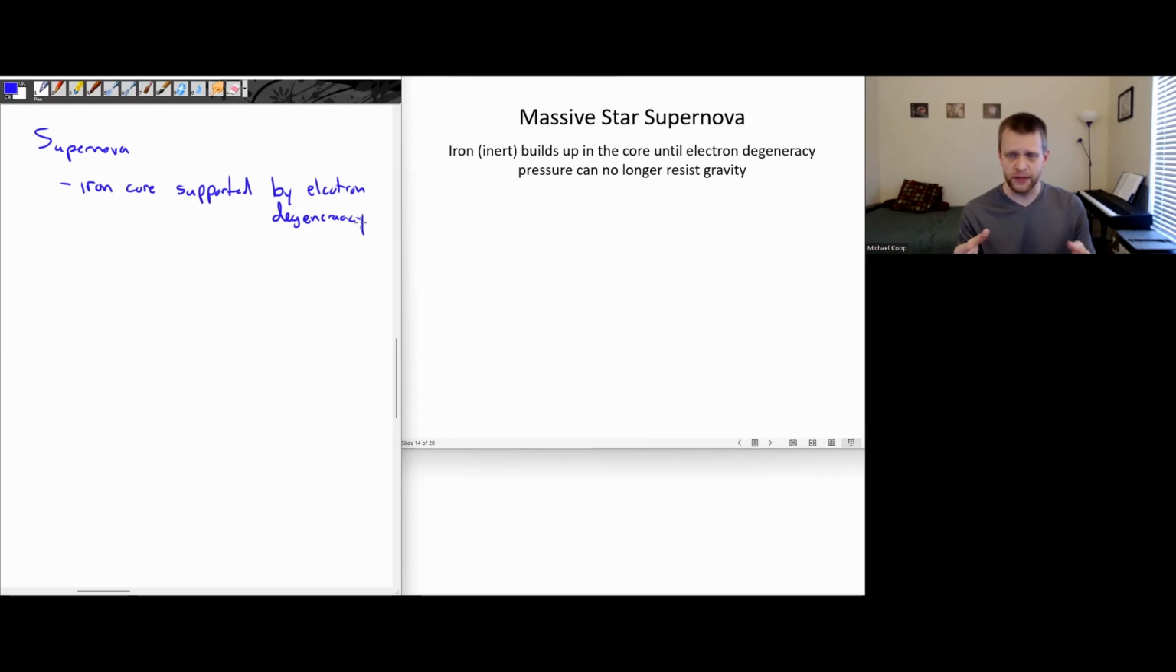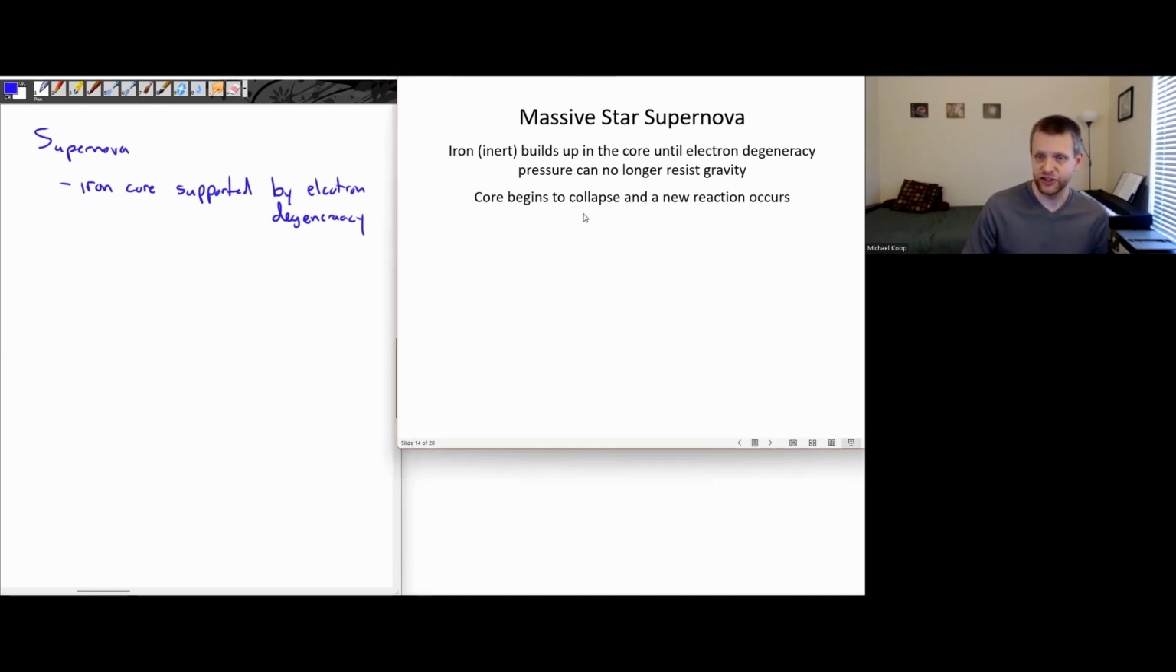We've talked about this a couple of times already. It's that property where electrons don't like being in the same quantum state. And this material is so compact and so dense that those electrons, since they don't want to be in the same quantum state, actually provide some pressure. And this will eventually fail. So that iron core was building up, was temporarily supporting itself, but eventually that electron degeneracy pressure is going to fail. And we're going to get a new reaction.